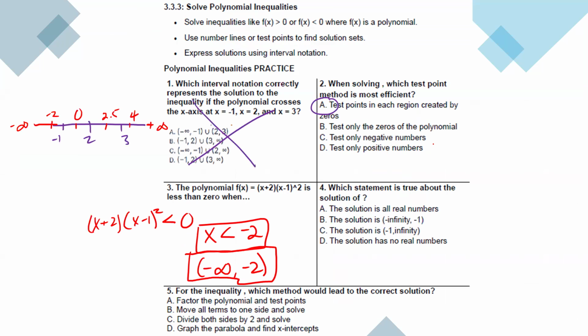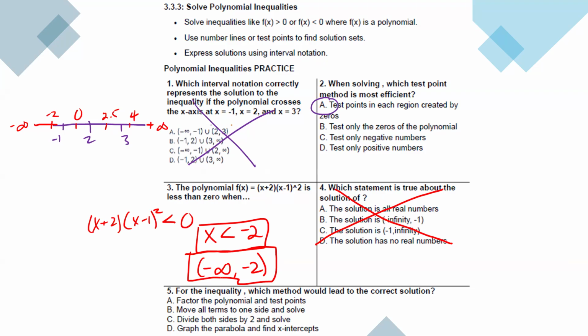Okay. All right. Next, it says which statement is true about the solution? The solution is all real numbers. The solution is negative infinity to -1. I think it's missing the equation. So we're going to just say, I can't tell you what's true. There's no equation. I don't know what happened to it.